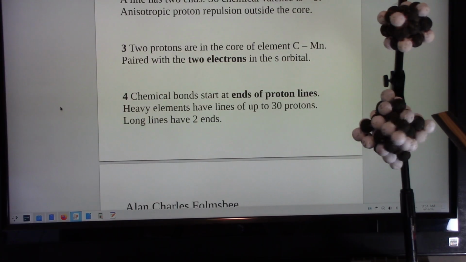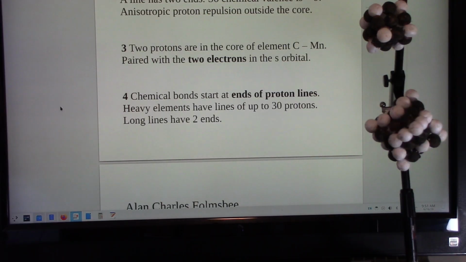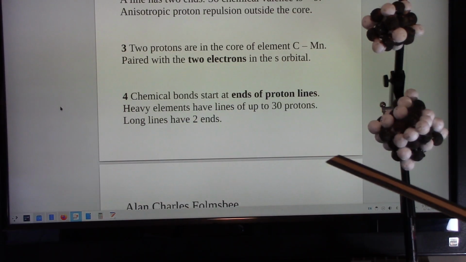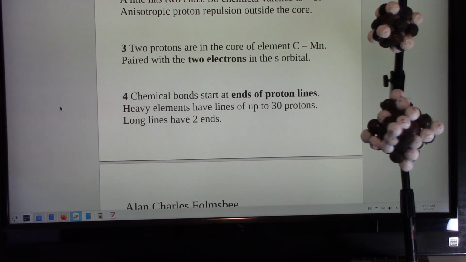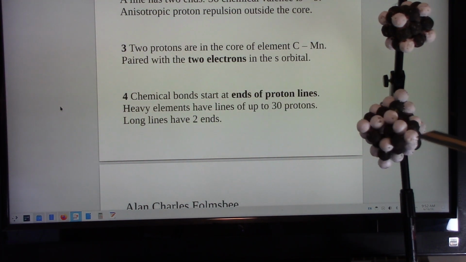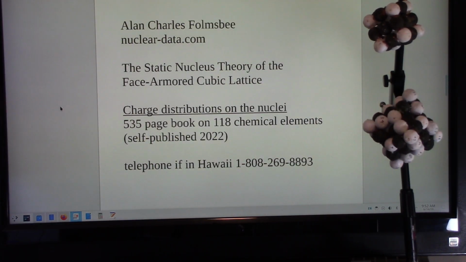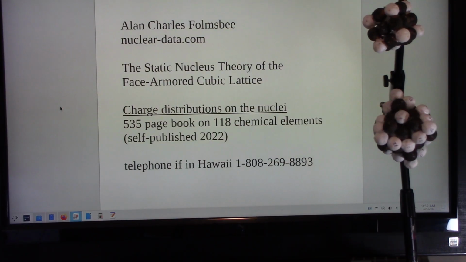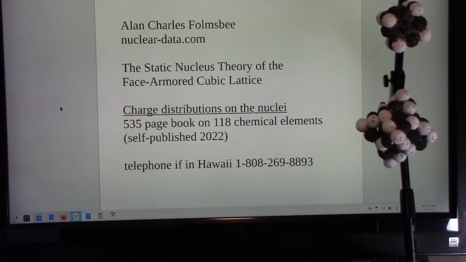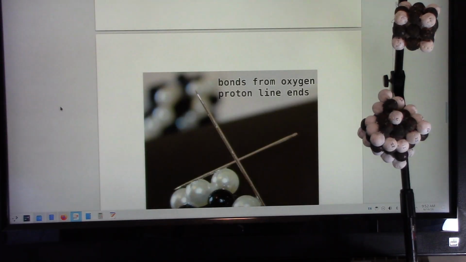So for rings, the ends are the most prominent protons, since there's no end to a ring. Now, long lines have 2 ends, and they could have up to 30 protons in line. Like, say, iron has 12 protons in line in a ring. Here's my contact information. And the theory is called the Static Nucleus Theory of the face-armored cubic lattice. I have a book and a telephone and more pictures.